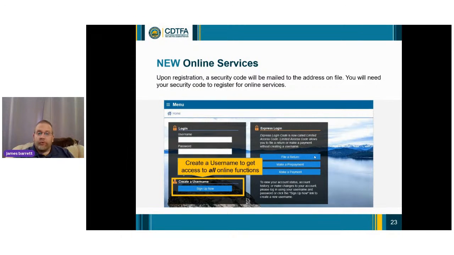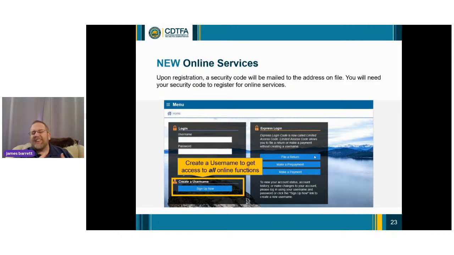But you're going to want to create a username. You would want to do that anyway, because having a username allows you to see past returns. You can request payment plans, extensions. You can change ownership information, update addresses. All the stuff that you call us to do, you can do if you have a username and password.